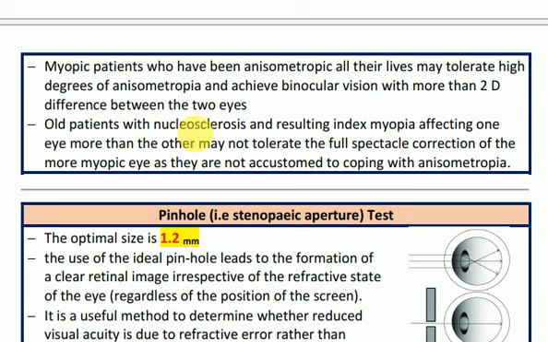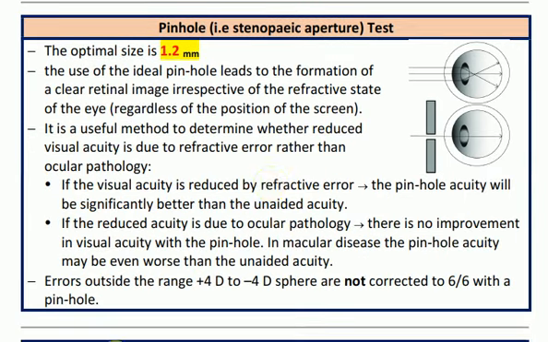Now an older patient with nucleosclerosis will have index myopia, and it will affect one eye more than the other. These patients may not tolerate the full spectacle correction of the more myopic eye because they are not accustomed to coping with anisometropia. While myopic patients who have been anisometropic all their lives tolerate a high degree of anisometropia and achieve binocular vision with more than 2 diopter difference between the two eyes.